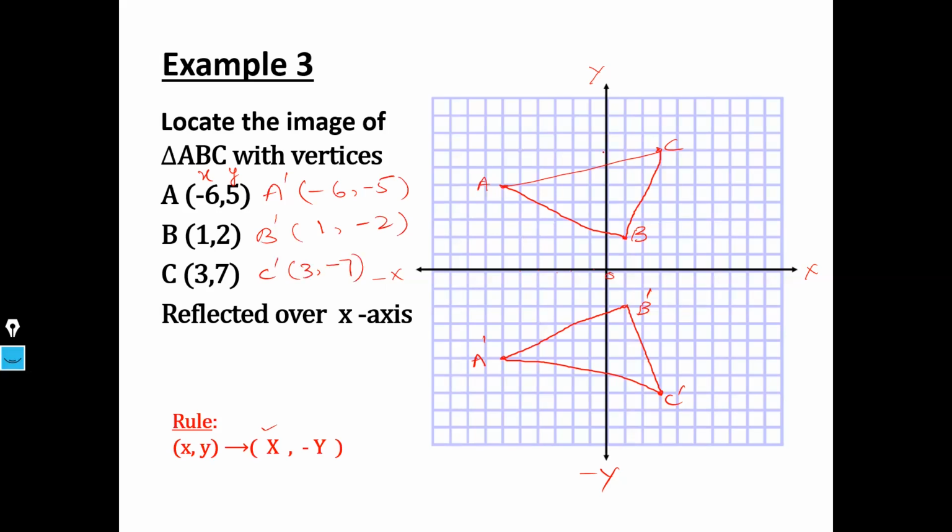If we check, all these ones are the same. Like A dash, we know it is (-6, -5). See, A dash is from here 1, 2, 3, 4, 5, 6, and then down 1, 2, 3, 4, 5. So this is (-6, -5). Same here, C dash is (3, -7). B dash is (1, -2).